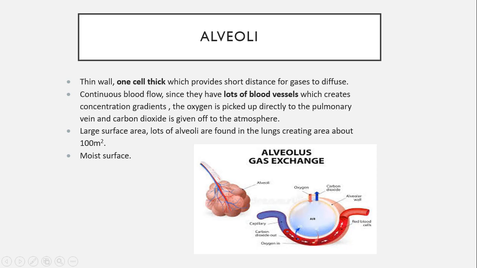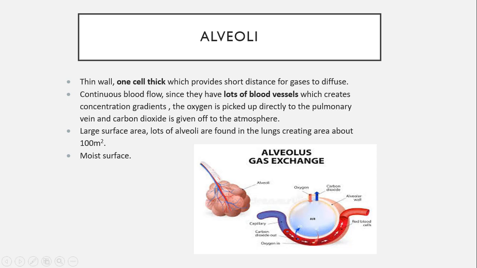Now, alveoli. We said that alveoli are pockets or air sacs where gases are exchanged. The air contains many gases. It contains oxygen, nitrogen, and also carbon dioxide, but in a smaller amount than in the blood. The only two gases that diffuse are carbon dioxide and oxygen, either in or out of the blood.